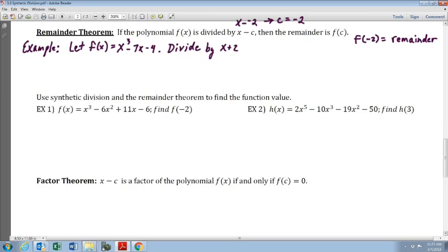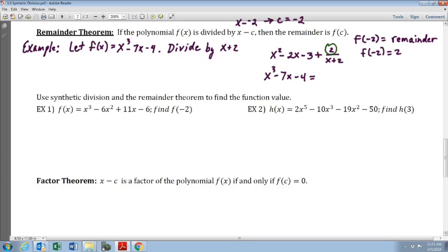Well, let's see why this is true. When we did the division, we got an answer of x squared minus 2x minus 3 plus 2 over x plus 2. In fact, our remainder was 2. And so that tells us that f of negative 2 is 2, according to this remainder theorem. Well, let's see why that's true.